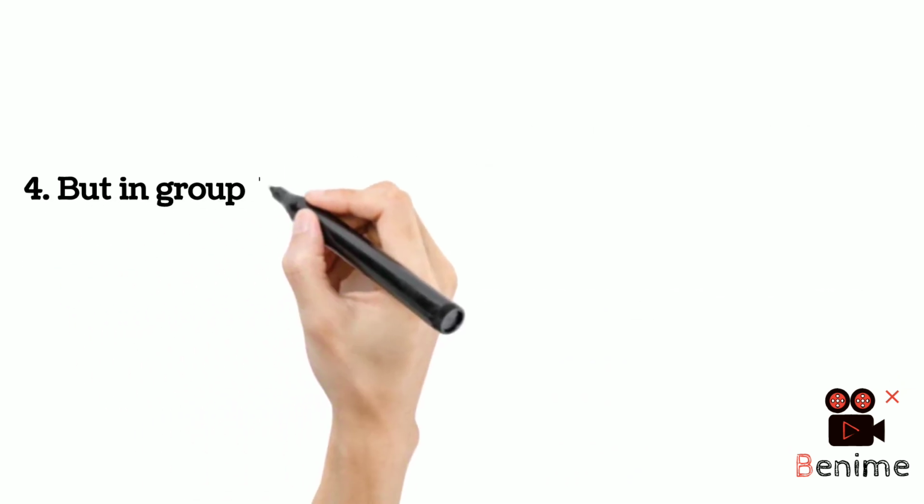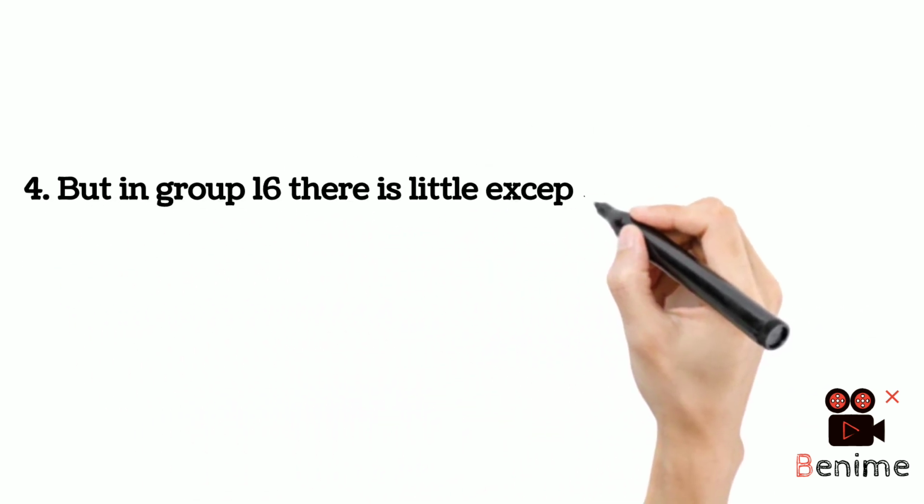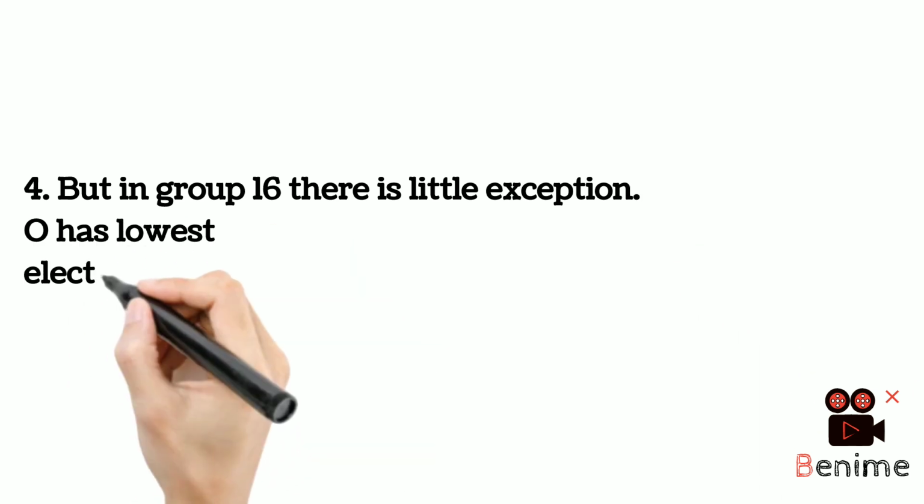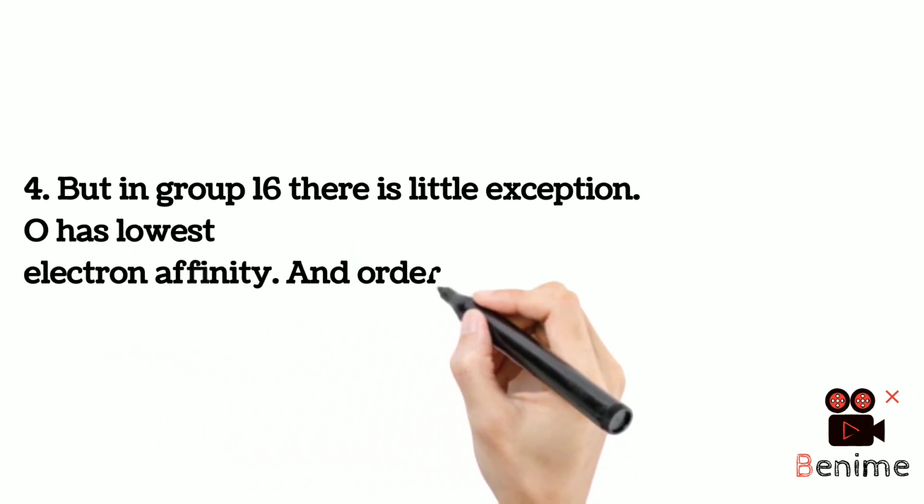4. But in group 16 there is a little exception. Oxygen has the lowest electron affinity. And the order will be sulfur greater than selenium, greater than tellurium, greater than oxygen.